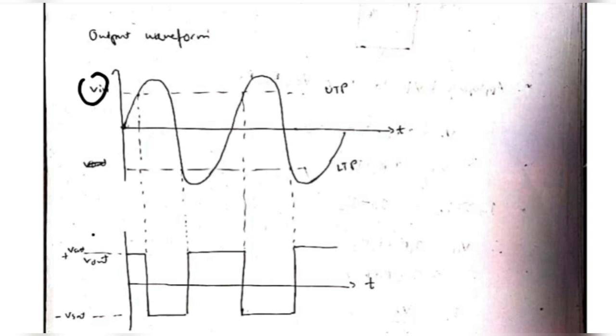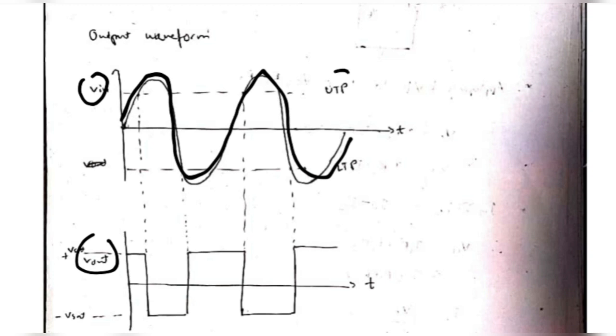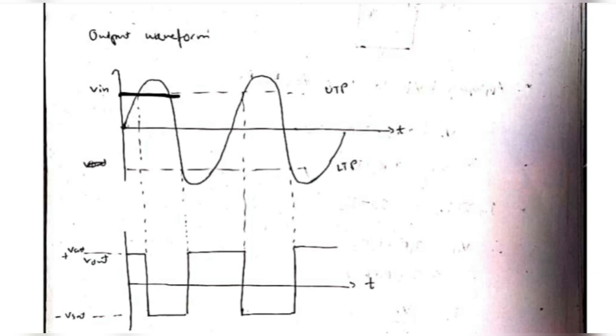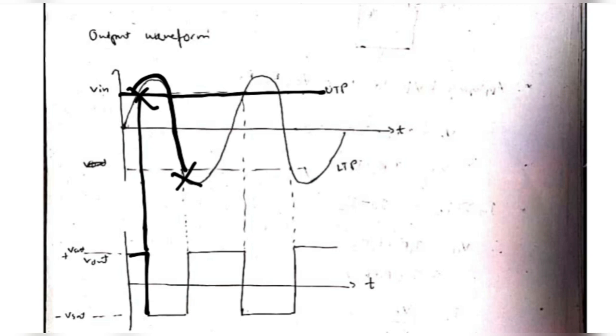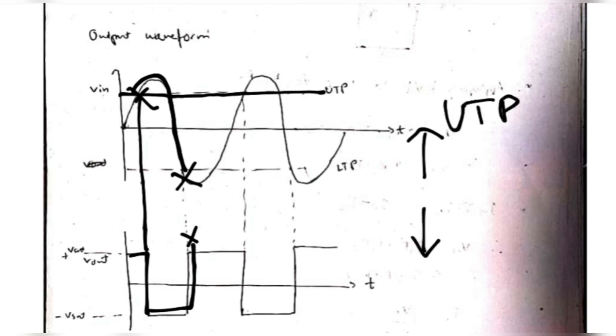This is the input waveform and this is the output waveform. The input goes high and low, and we have set the UTP and LTP here. When the input crosses the UTP at this point, the output will become low. When it comes back and goes below the LTP, the output will become high here. Since this is an inverting Schmitt trigger, when the input goes above UTP, the output will be low, and the reverse for LTP.